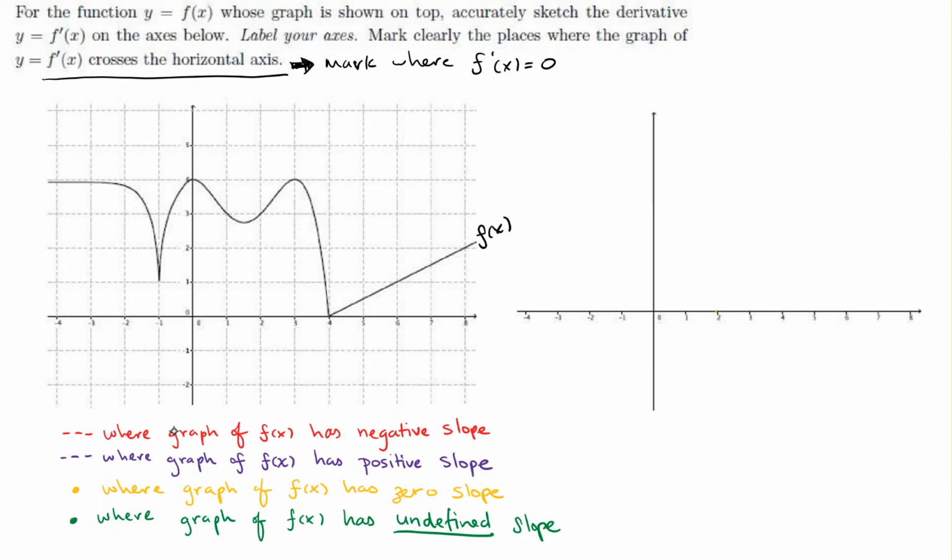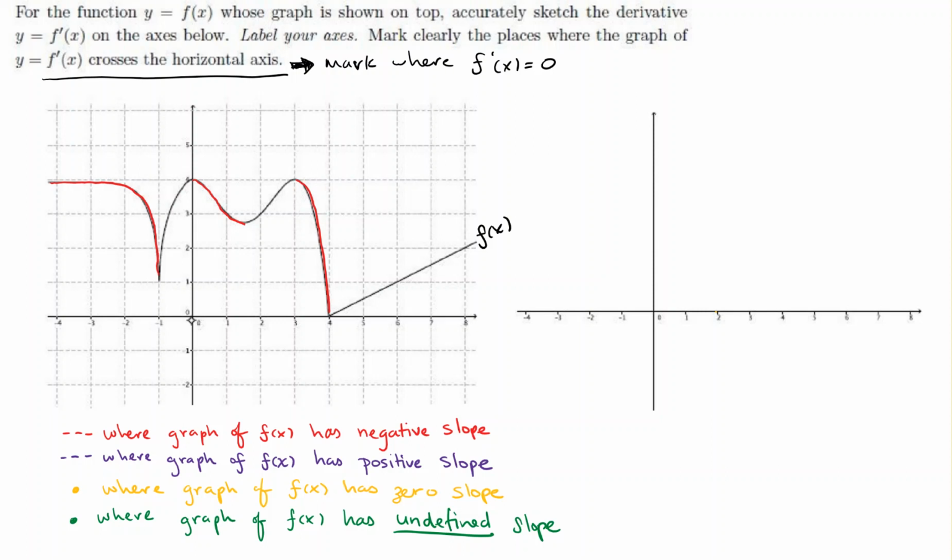Let's begin by marking places where the graph of f of x has negative slope. So we'd be looking at what parts of this original function correspond to decreasing. Take a moment to look at this and think, what sections would you shade in red? We would find that the original function has negative slope from negative infinity all the way till it approaches -1. Now at -1, since this is a corner, the derivative is undefined here.